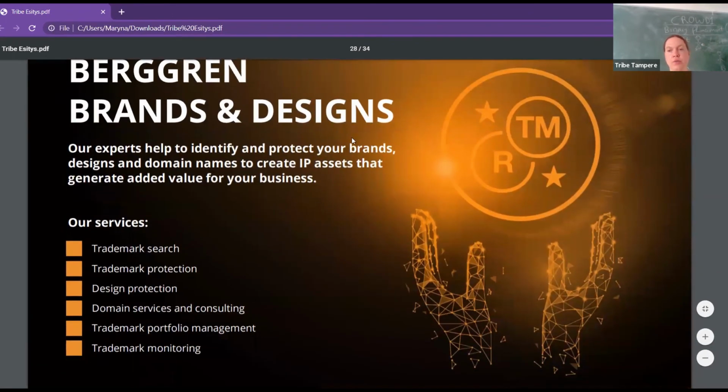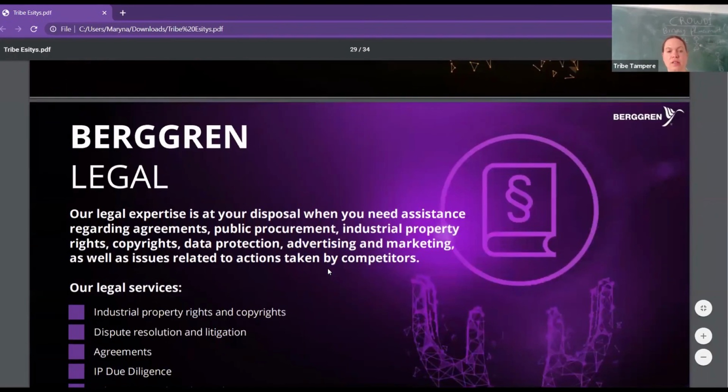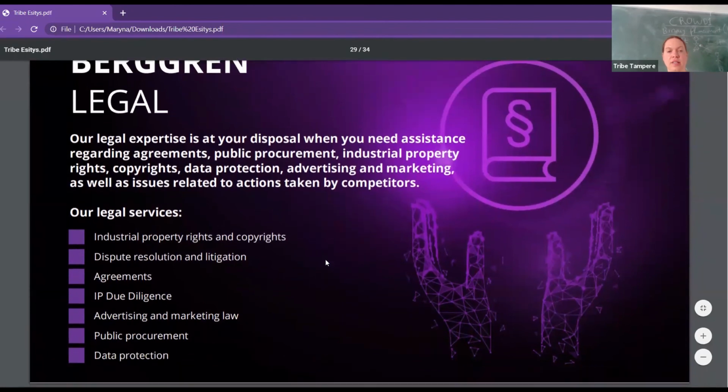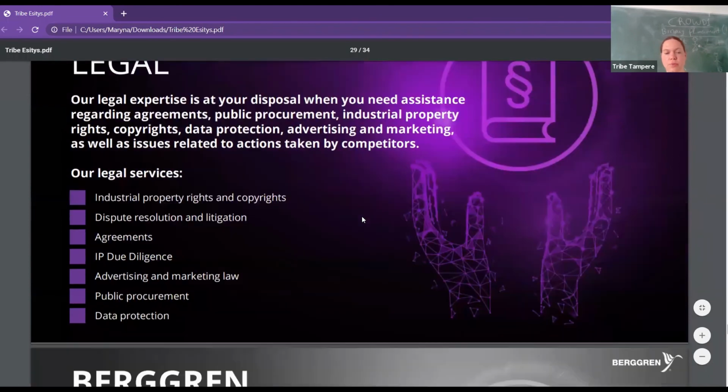And then we offer protection services for brands and designs. So when you have something in mind, we can first do a search whether it is available for you, and then we can make the application for the trademark registration, as well as for domain services and designs. And then we also have legal services. So that means we can help you with any kind of contracts that you need, and also with some disputes and litigations relating to your rights.